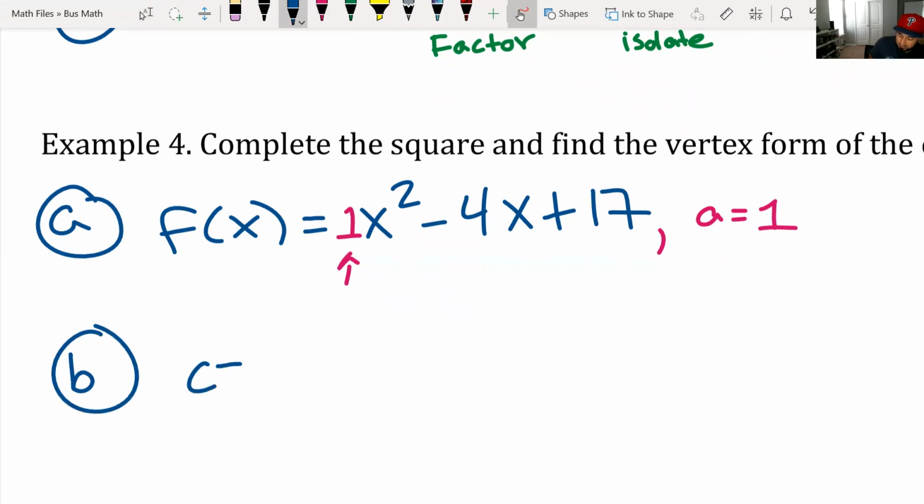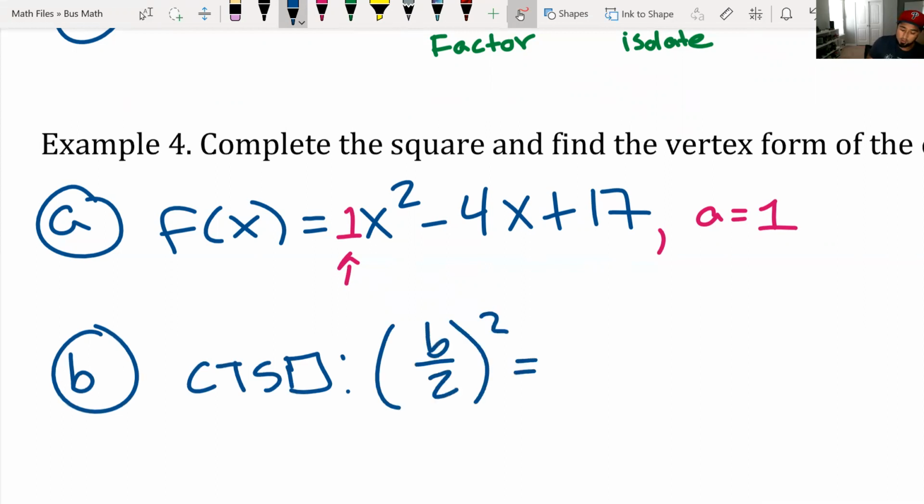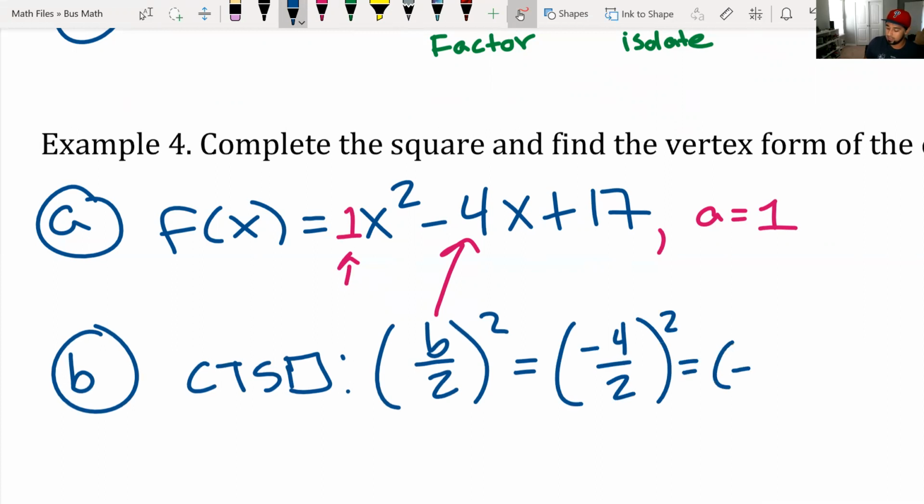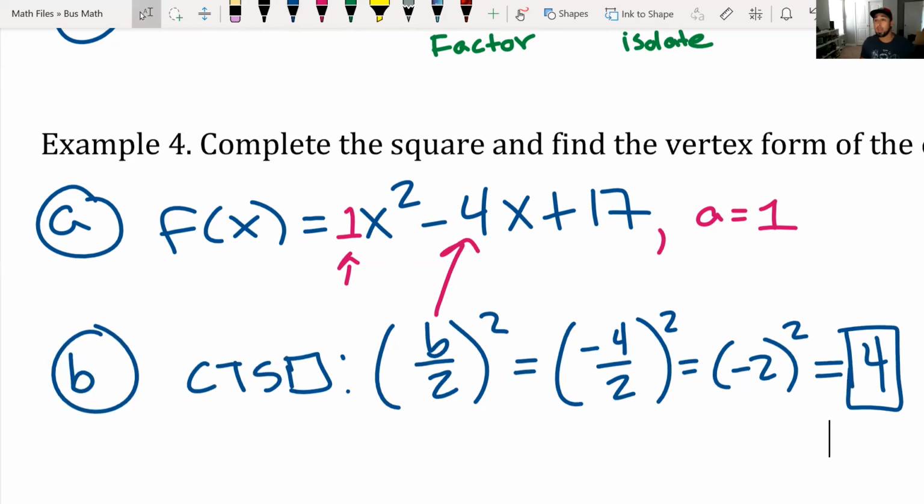which is complete the square, and it's b over 2 squared, where your b value is -4. You will get -4 over 2 squared, which gives me -2 squared, which gives me 4. All right, now again, what do we do with that number? We add it and we subtract it on the same line.